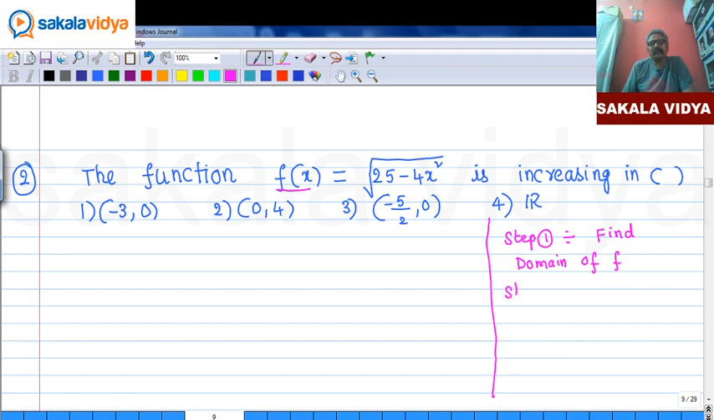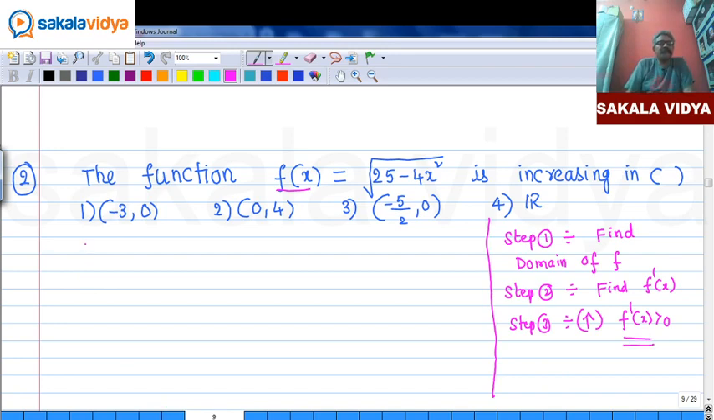Step 2, find f dash x. Step 3, here for increasing f dash x is greater than 0. Then within the domain, so we need to find out the solution here. So that means first of all let us find out the domain of this function.